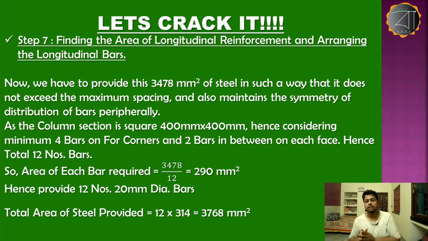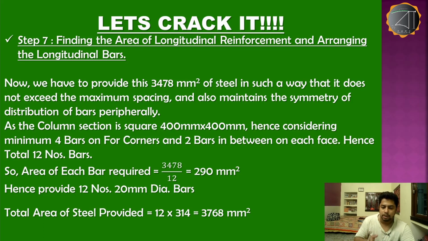As the column section is square, 400 mm by 400 mm, we consider a minimum of 4 bars for the 4 corners and 2 bars in between on each face, hence a total of 12 bars. So, there will be 4 bars at the corners, and on each face of the column there will be 2 more bars. So, 2 times 4 is 8, and 4 bars at the corners, 8 plus 4 is 12. We are providing 12 bars, so we will try to provide them in equal diameter.